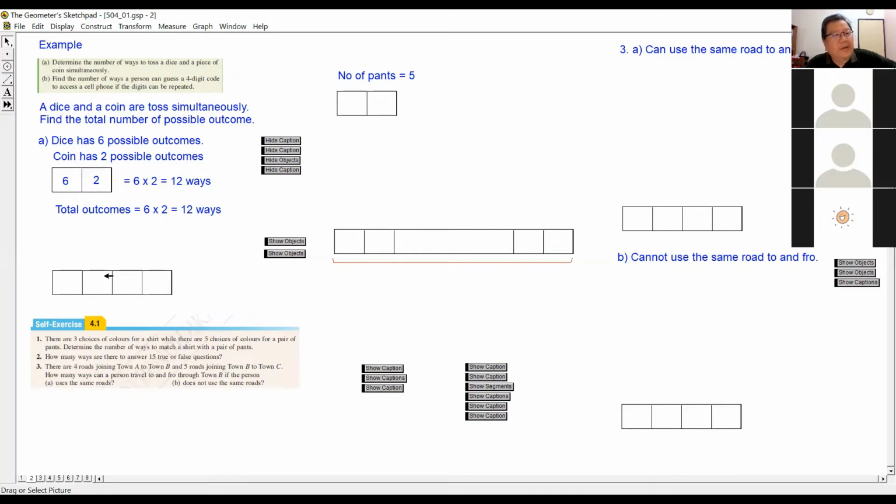Now, this one is something like a password. We are going to create a password, and this password has 4 digits. That means it has 4 places: the first digit, second digit, third digit, fourth digit. So for these digits, I have drawn 4 boxes here. The first box represents the first digit, the second box represents the second digit, and so on.